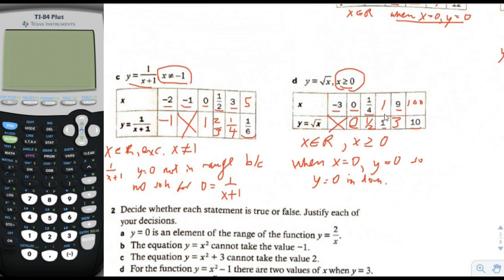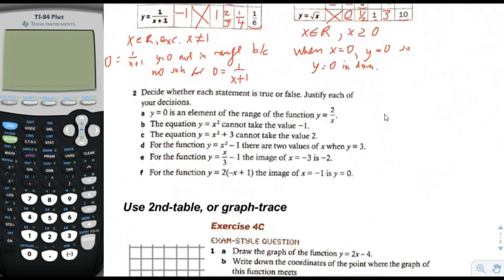Okay? Number 2. Decide whether each statement is true or false. Justify each of your decisions. Y equals 0 is an element of the range of the function y equals 2 over x. Is there a solution to this? Y equals 2 over x. No, x would have to be like infinity. Okay, so false.